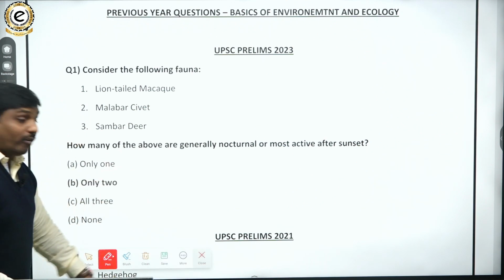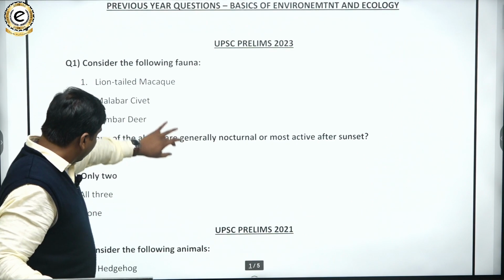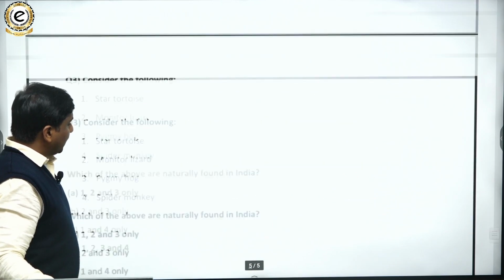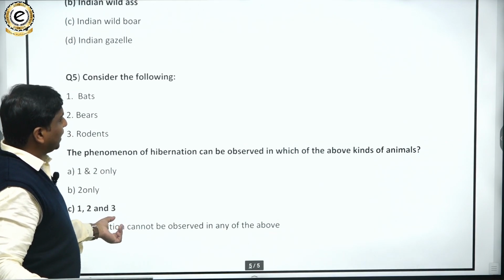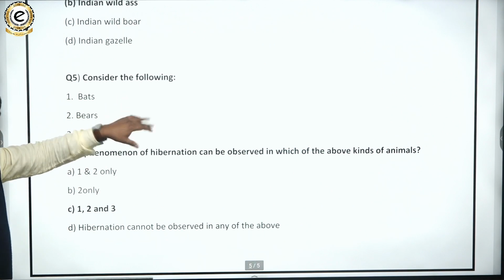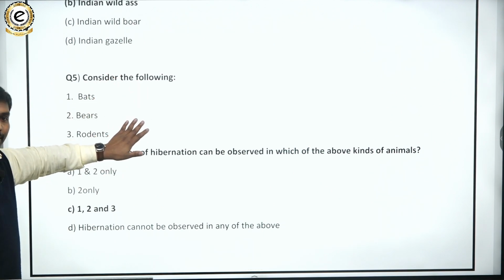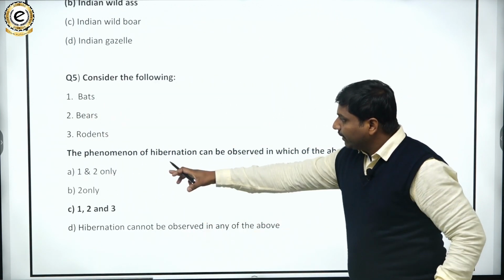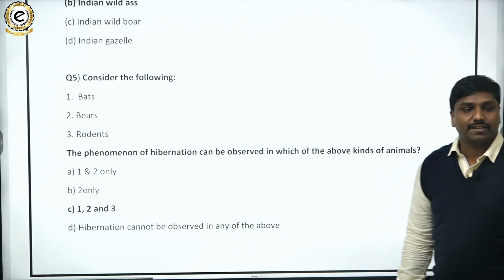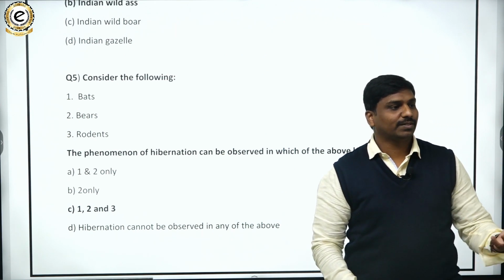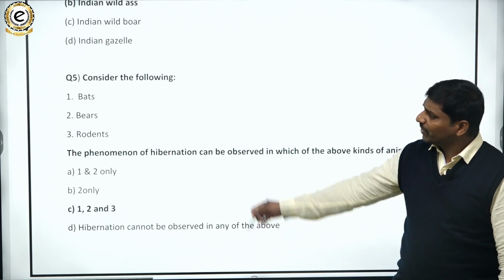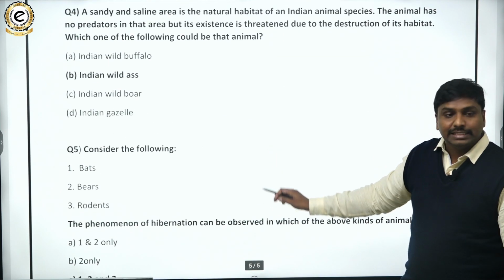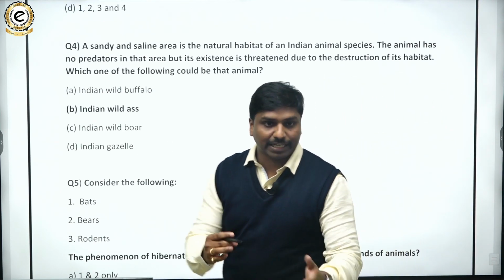Now, why these things are important? When you see the questions that have been asked, not now, but very early, before 2015, they gave a list of animals, bats, bears, and rodents, and the question was: the phenomenon of hibernation can be observed in which of the following kinds of animals. So this is in turn factual. Bats, bears, rodents. So you have to pick such things. For that you need to have the knowledge of these factual things.